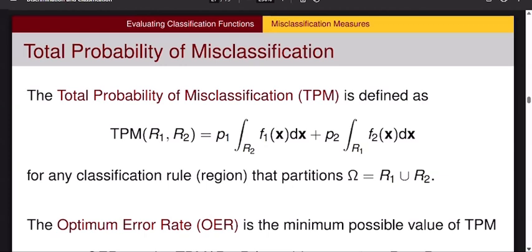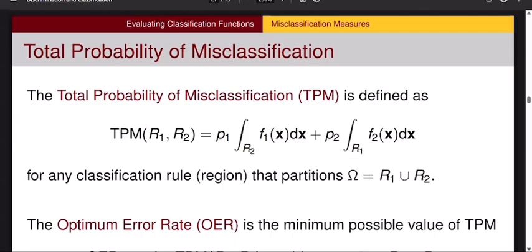So what you are seeing here is the total probability of misclassification. You can take a look at that now. That's what we are adding. And you can see that each of these integrals is multiplied by P1 and P2, which are the prior probabilities. So take a look at that.